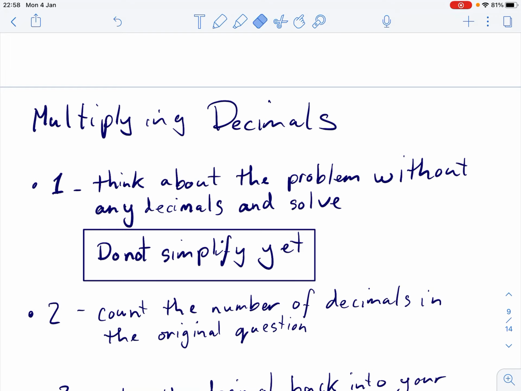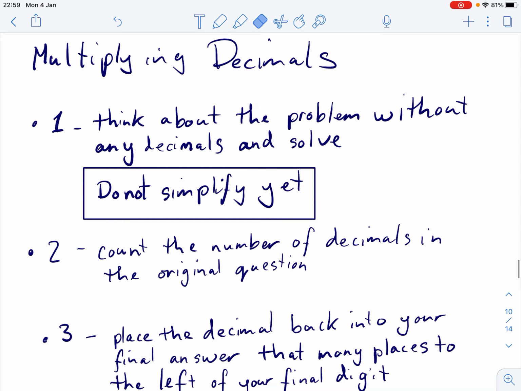And the key thing is I'm not going to simplify my final answer yet. And this is quite an important step, but I'll talk about it in a little bit more detail once I finish going through the examples, and hopefully you'll see why I'm emphasizing that.